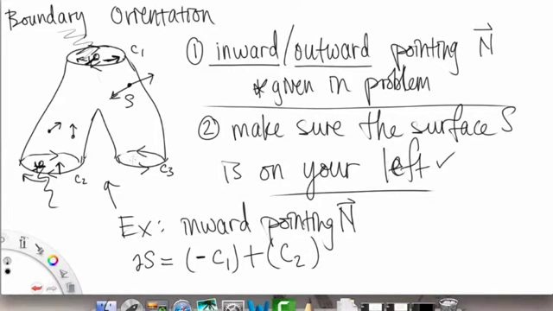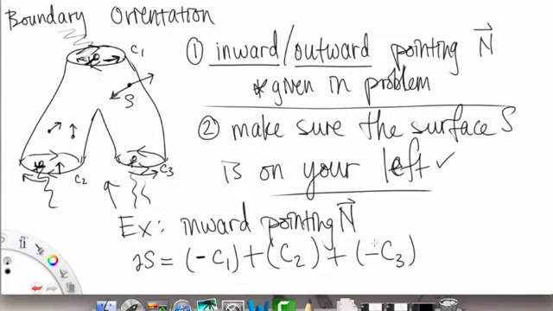And lastly, let's do C3. We draw a little person, and this time he's walking this way. If you're walking this way, on his right would be the surface, and on his left would be space or air. So in this case, we also have to reverse the orientation of C3.